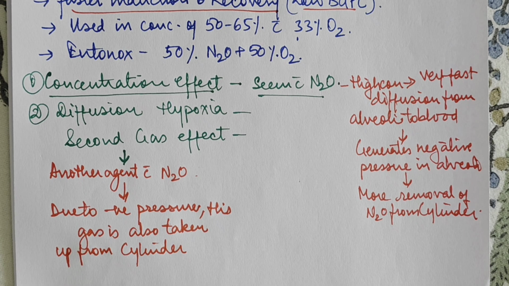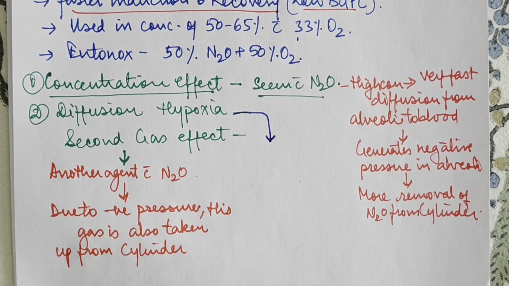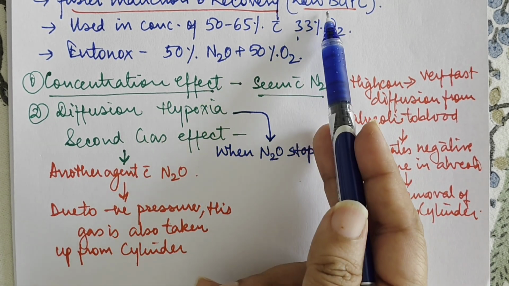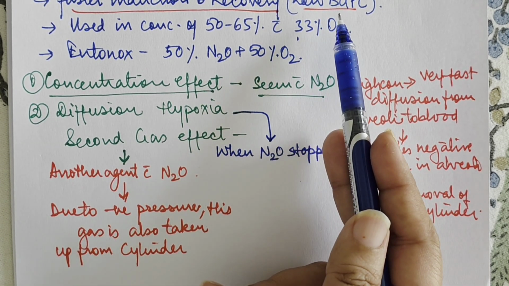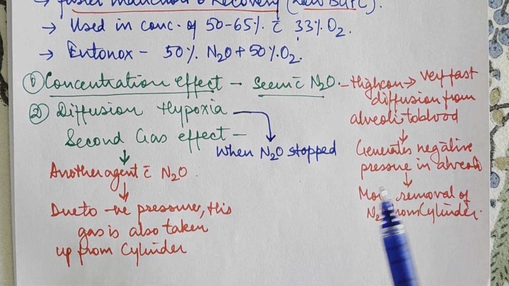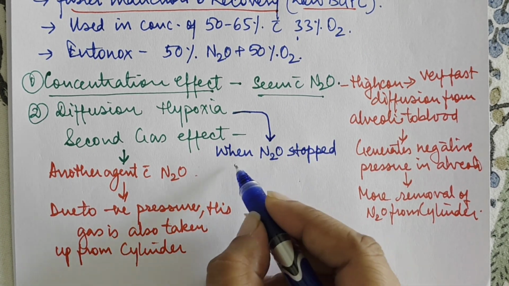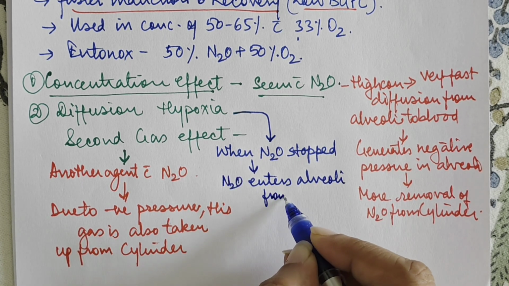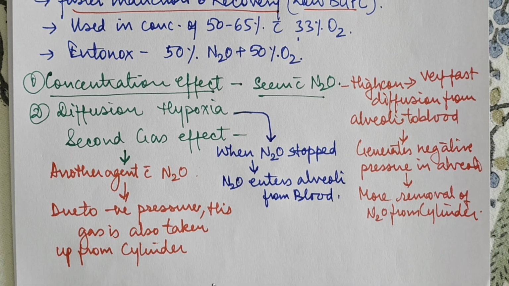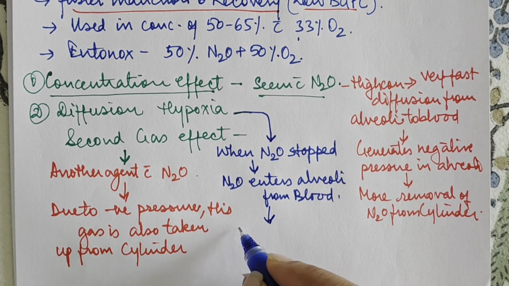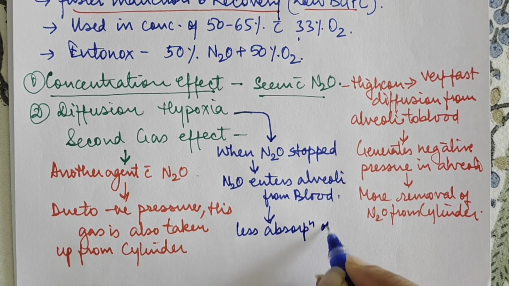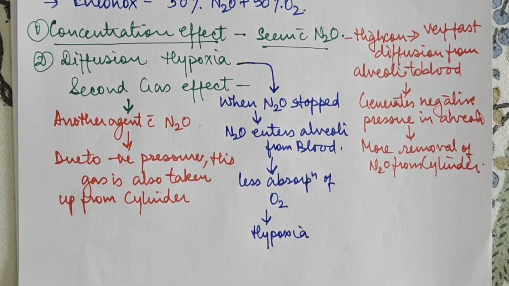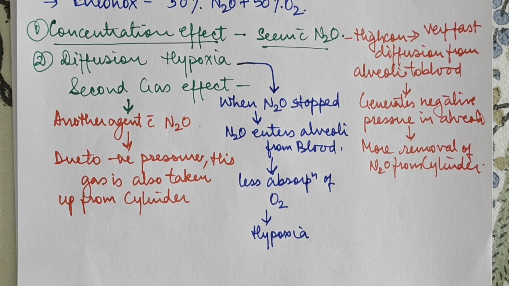Now there is diffusion hypoxia. What is diffusion hypoxia? Now when N2O is stopped, because it has good solubility in blood, but again the partition coefficient is there, immediately, because of the diffusion gradient, more drug will come into the lung. So when N2O is stopped, N2O enters the alveoli from the blood, right? Fast diffusion occurs from the blood to the alveoli, and that will result in less absorption of oxygen, which will result in hypoxia. So if you stop N2O, the N2O that is in the blood will enter the alveoli because it has a low partition coefficient.